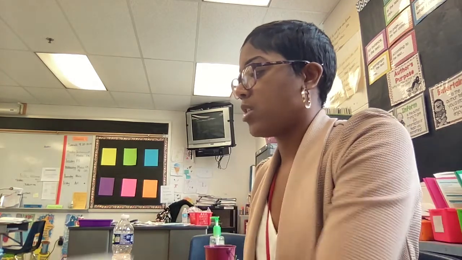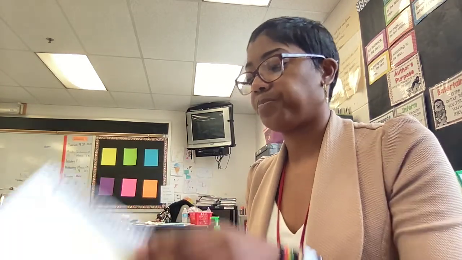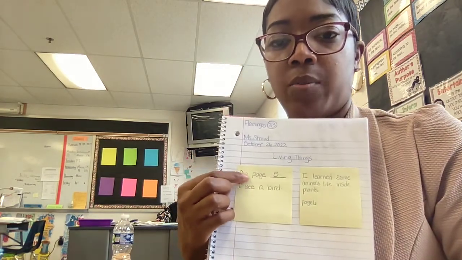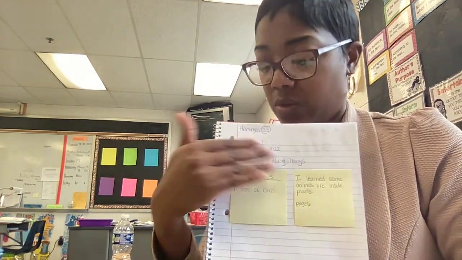After they take a picture walk, we stop, and I usually have my students write down on a sticky note something interesting they saw. So here I have it modeled on page 5. I see a bird. So then they go ahead and they write down something interesting they saw. Some students may be able to write down more than one thing that they saw.